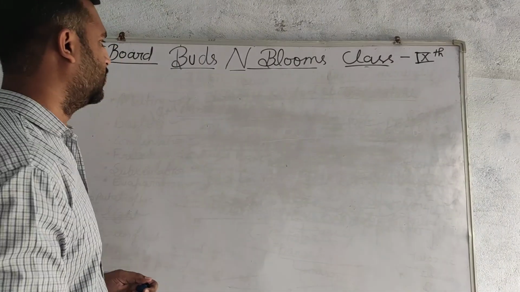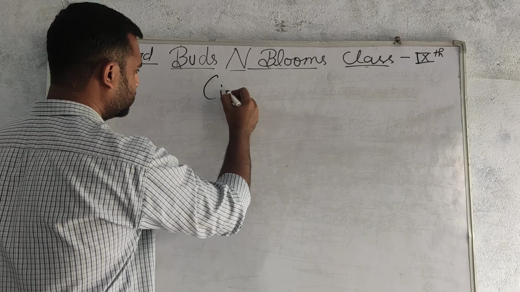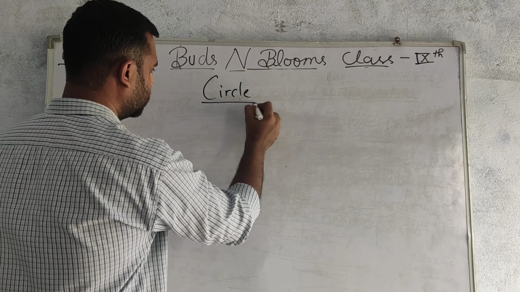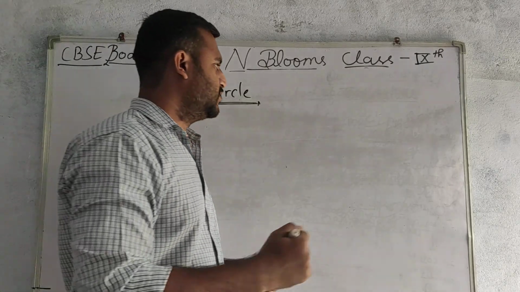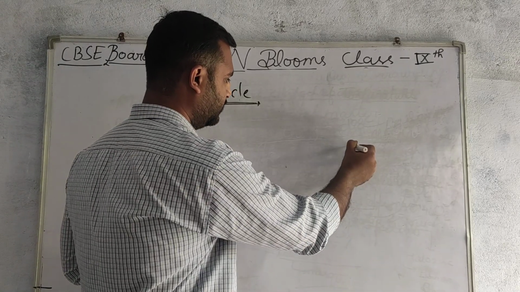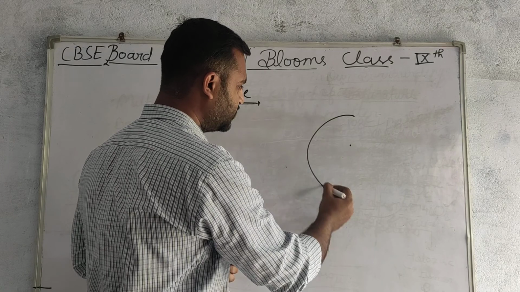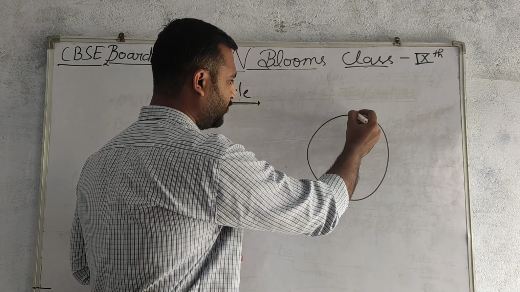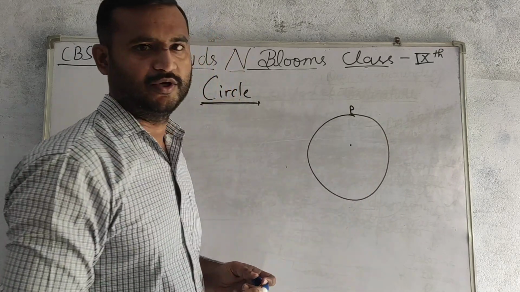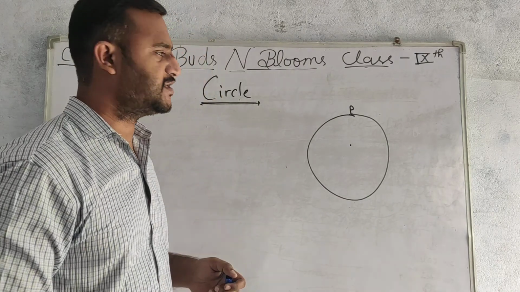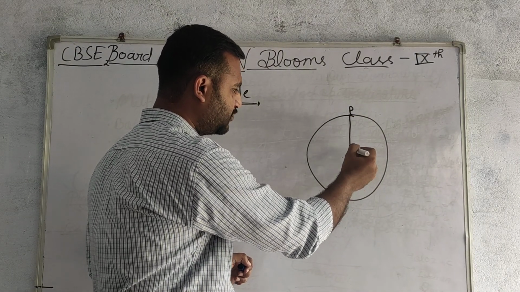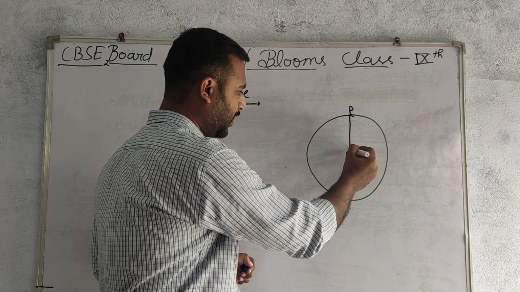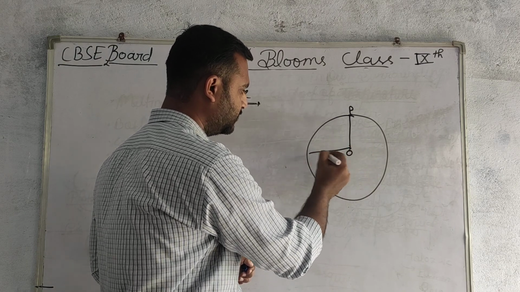Today we have the topic circle. Basically, circle is the locus of a point P, which moves in such a way that its distance from a fixed point is always constant.